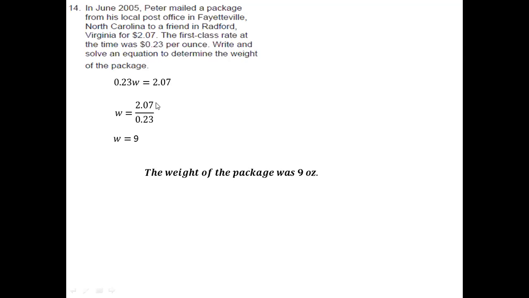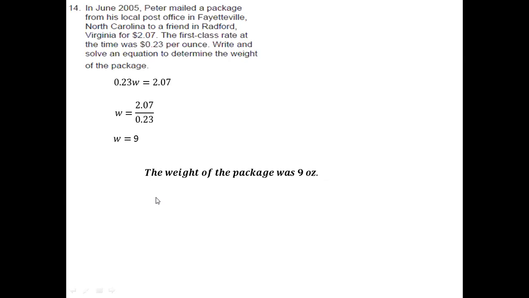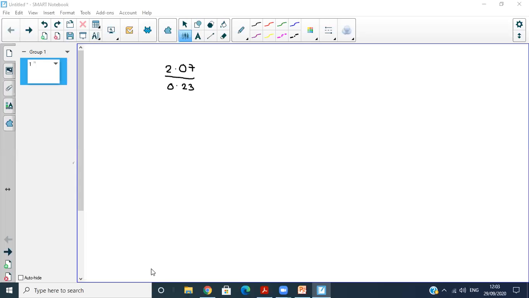So here you need to be dividing 2.07 by 0.23. Now again, these are decimal divisions, so you need to do them very carefully. Okay, so I have to show you how to do it. This is your question, 2.07 divided by 0.23. So let me write it down so that it will be clear how to do it. So we have 2.07 inside and 0.23 outside, as the divisor.